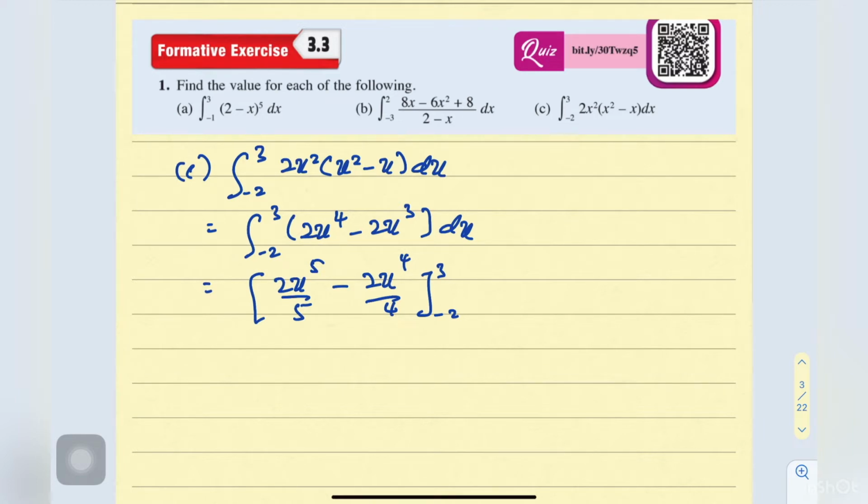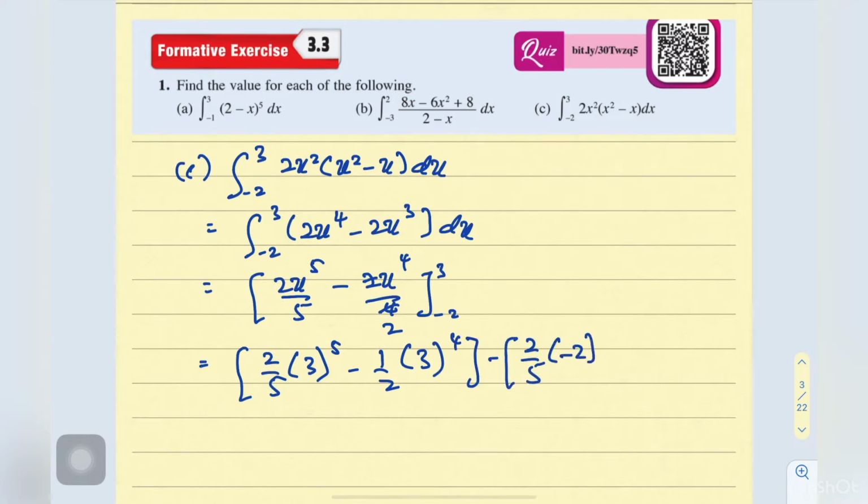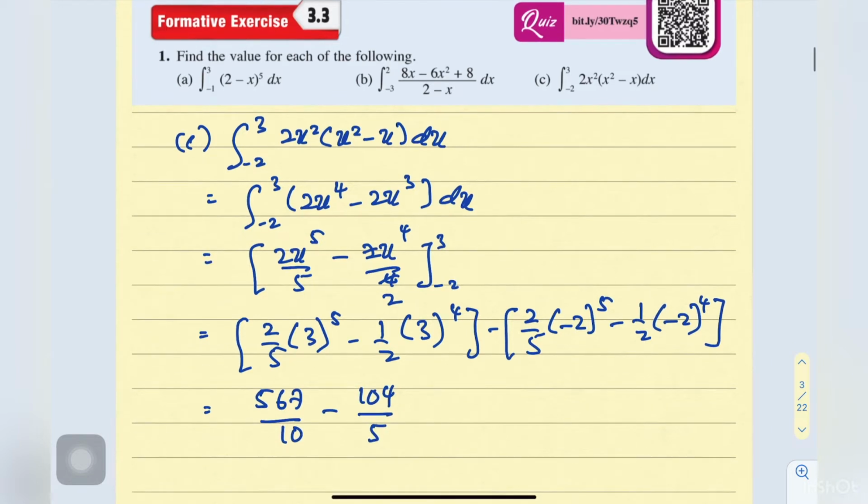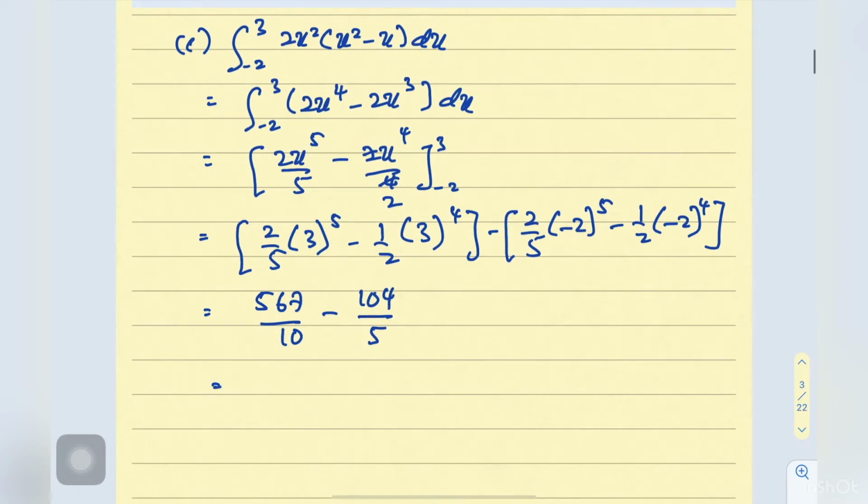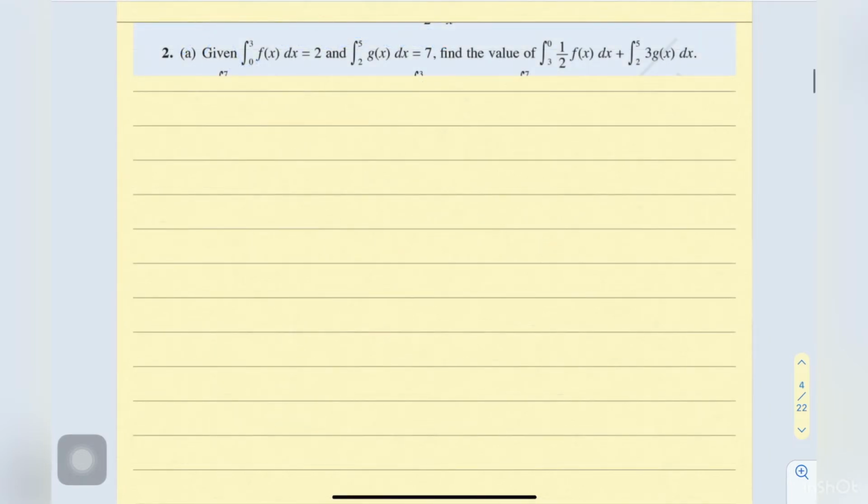Okay, so substitute 1 over 5 upper limit 3 power of 5, minus, this one we can simplify, 1 over 2 times 3 power of 4. Okay, minus, substitute -2. So 1 over 5 times -2 power of 5 minus 1 over 2 times -2 power of 4. Okay, so this one 567 over 10 minus 104 over 5. Okay, equals to 155 over 2. Question number 2A.